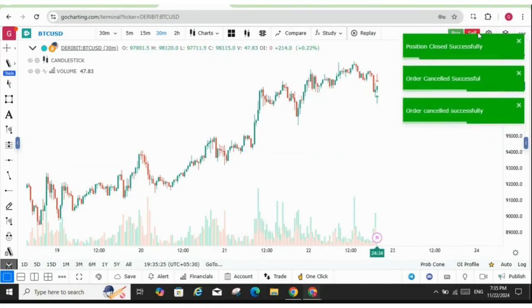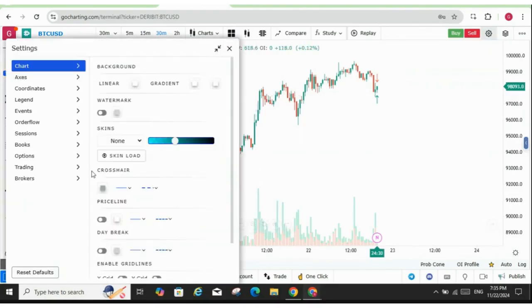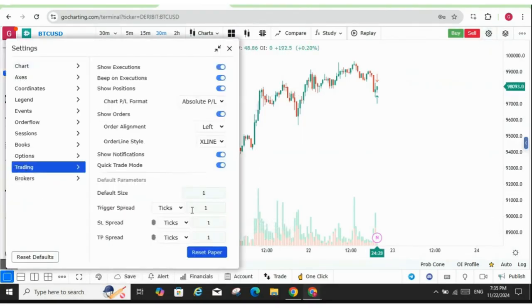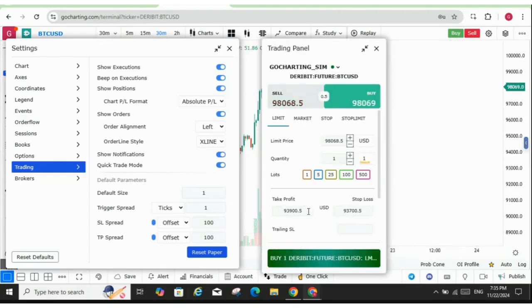Now what are the other options? Let us see. So in the trading settings, you see we have these SL spread and target price spread. So if I switch them on, I can set them based on either offset or percentage, okay, you can set based on all the price. So if I take the offset and make it 100, here also 100. Now if I press the buy button, you see take profit and stop loss are automatically filled, right?